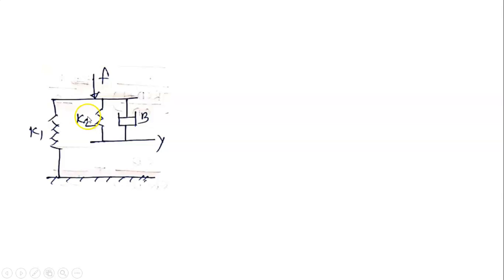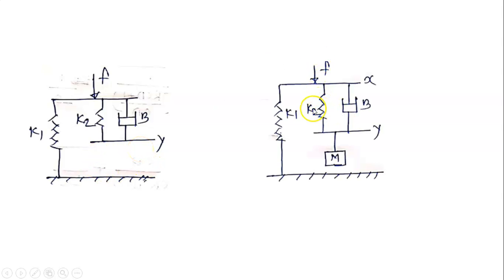Now next step, K2 and B are in between the x and y coordinates. Therefore, we have drawn K2 and B in between the x and y coordinates. Similarly, we have to draw mass M at the y coordinate and show it as grounded. Therefore, next step: K1 is as it is, K2 is as it is, B is as it is, just we have drawn M at the y coordinate. Therefore, this completes our grounded chair representation.